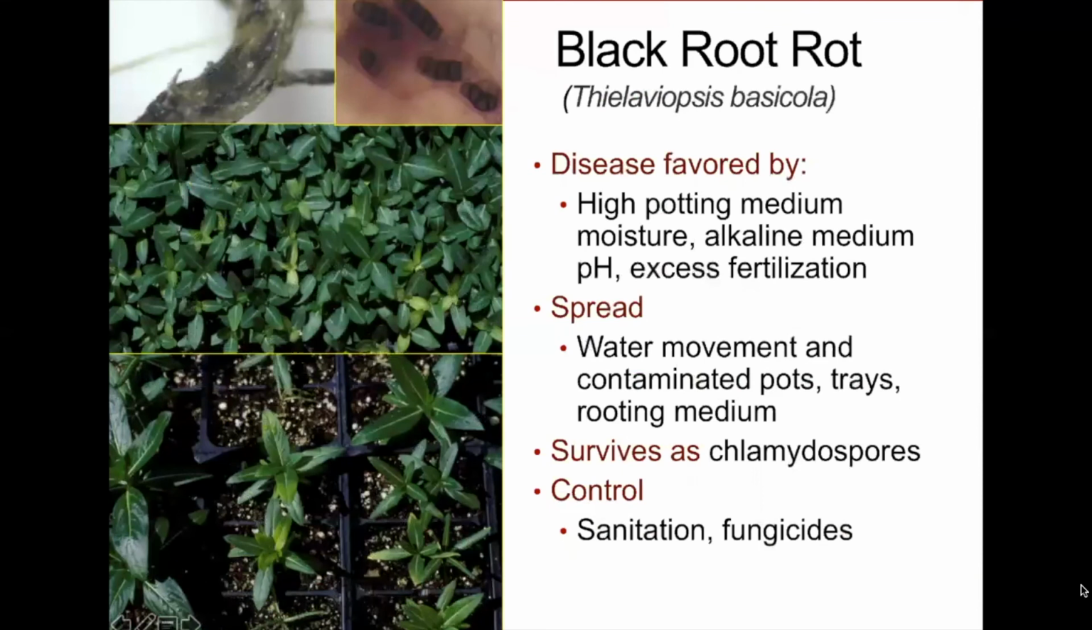Now we have black root rot, and the disease is favored by high potting medium moisture, high pH, and a lot of fertilization. And you're going to see this come up in a lot of the diseases: with a high amount of fertilization, especially with nitrogen, these diseases come on.